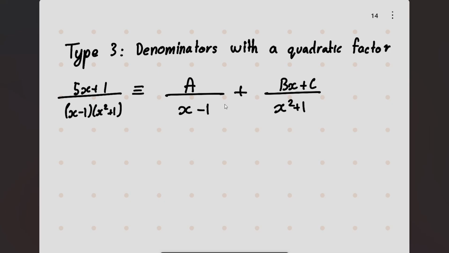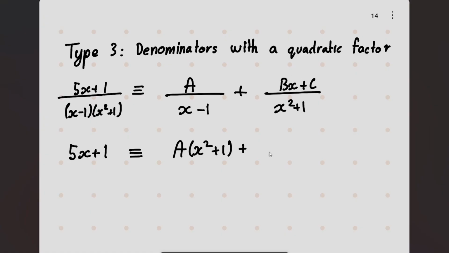So you're going to multiply the whole thing with the denominator of your simplified fraction. So you're going to get 5x plus 1. So x minus 1 is going to cancel out. So you're just going to be left with x squared plus 1.